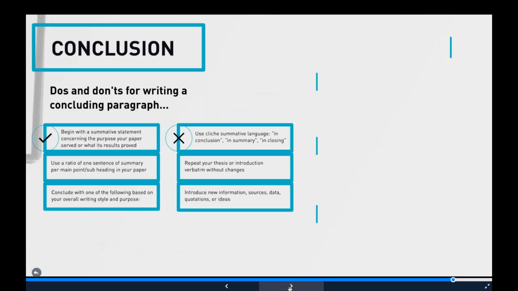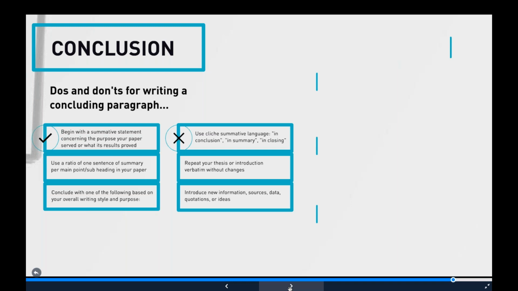And conclusion writing, a couple of do's and don'ts. You do want to begin with a summative statement, but don't use cliche language like in conclusion or in summary. We have an APA heading for that, right? So there's no need to use that language in the paragraph. You can use a ratio of one sentence of summary per main point or subheading in your paper. This means try to collapse an entire idea into a single sentence. You're essentially paraphrasing your own work.